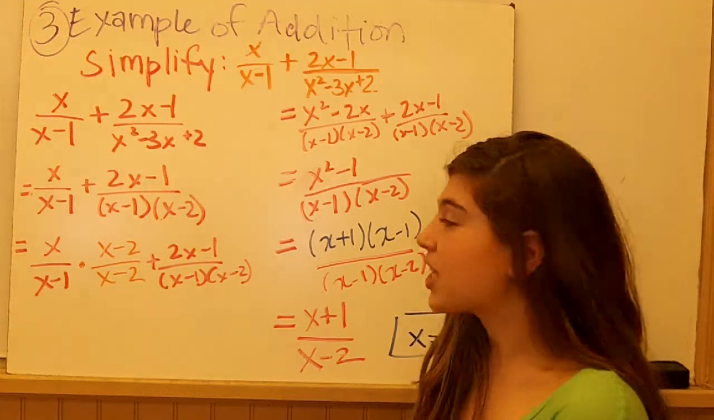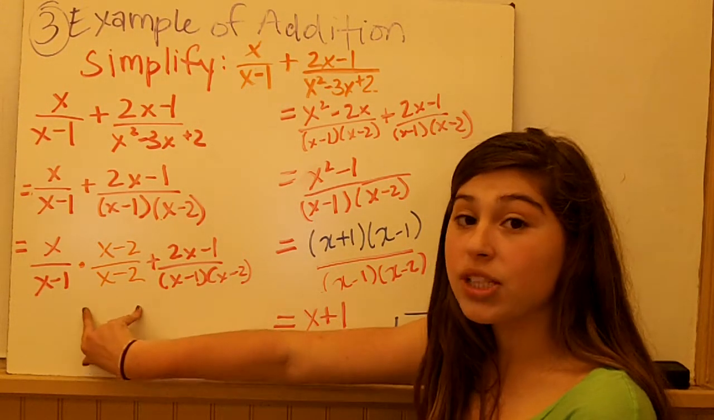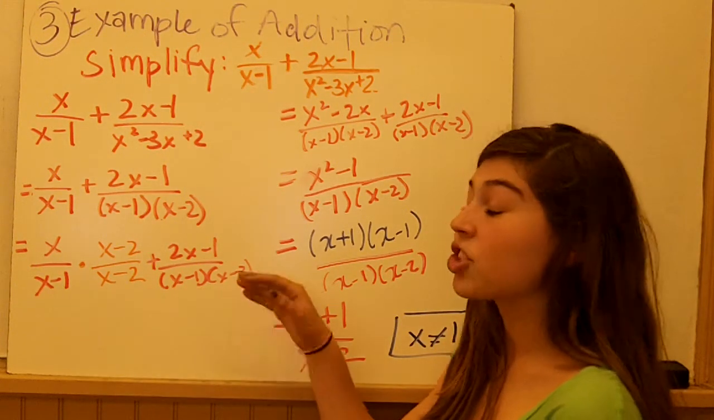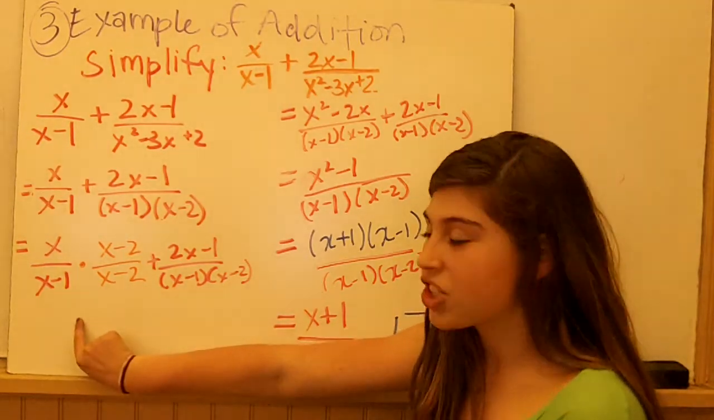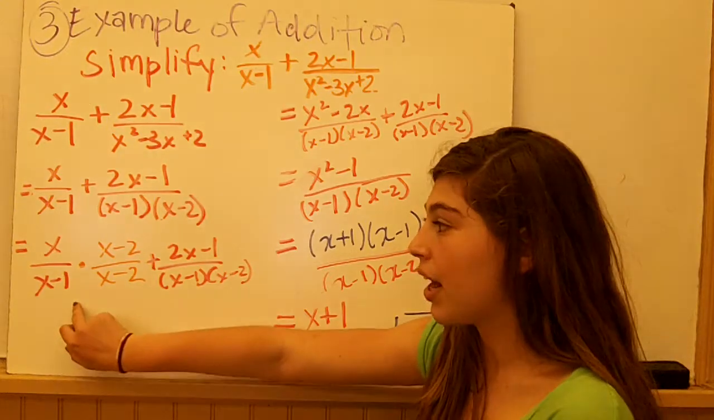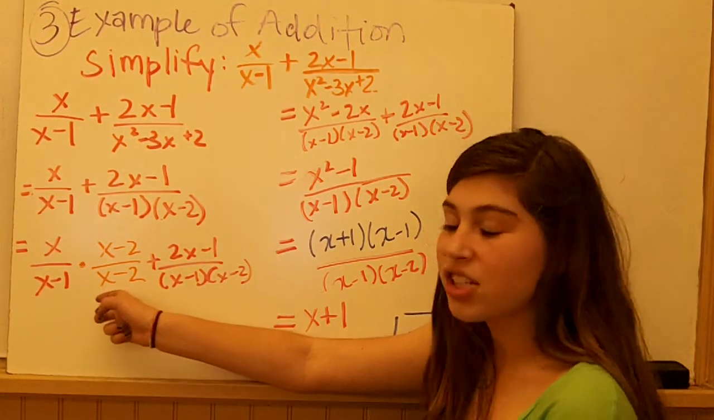The next step to addition is getting both denominators equal to the LCM. So this second fraction, the denominator is already equal to the LCM. So we just have to work with the first fraction. The first fraction already has a term of the LCM in it, which is x minus 1. So all we have to do is multiply it by x minus 2.